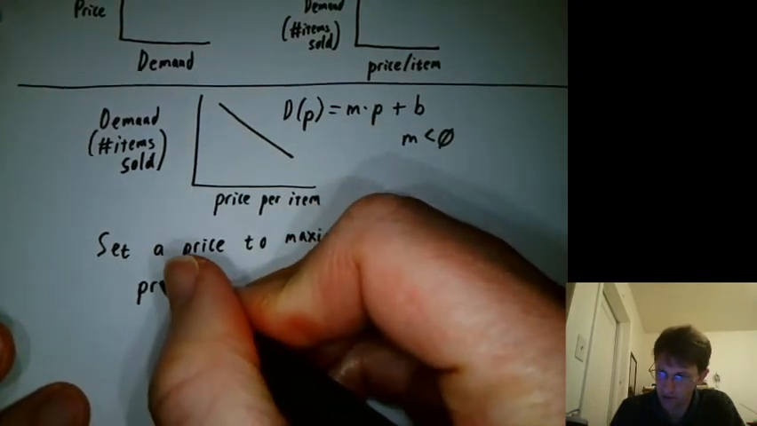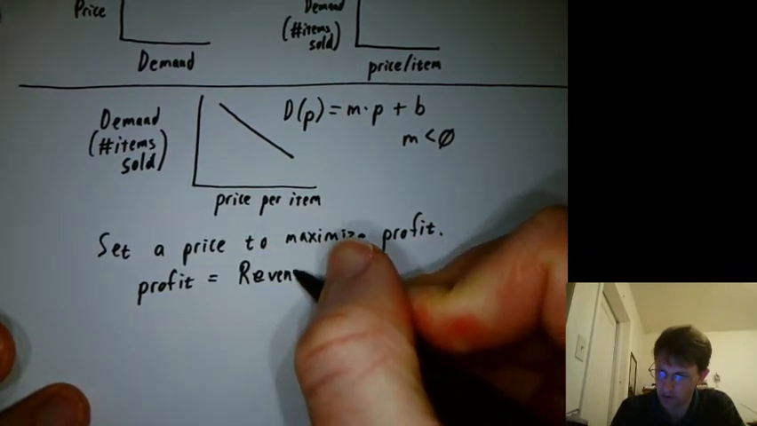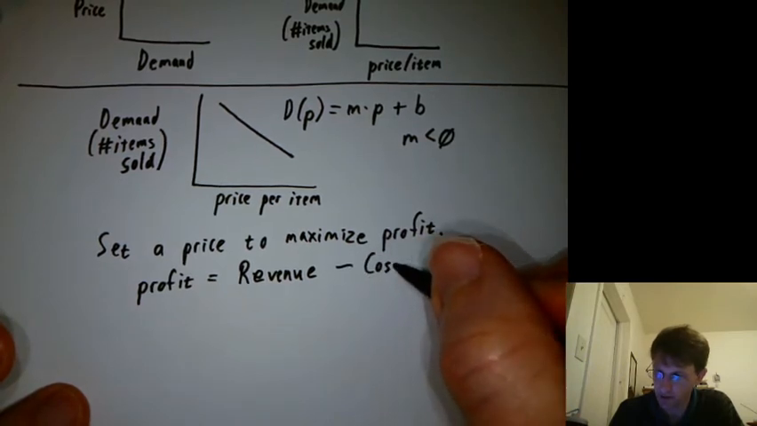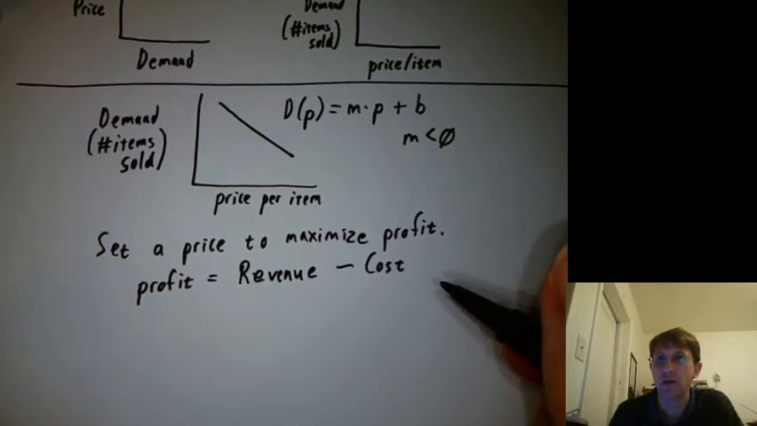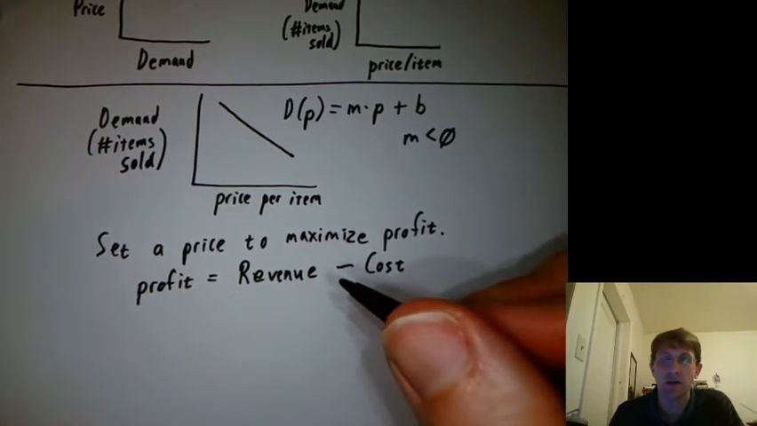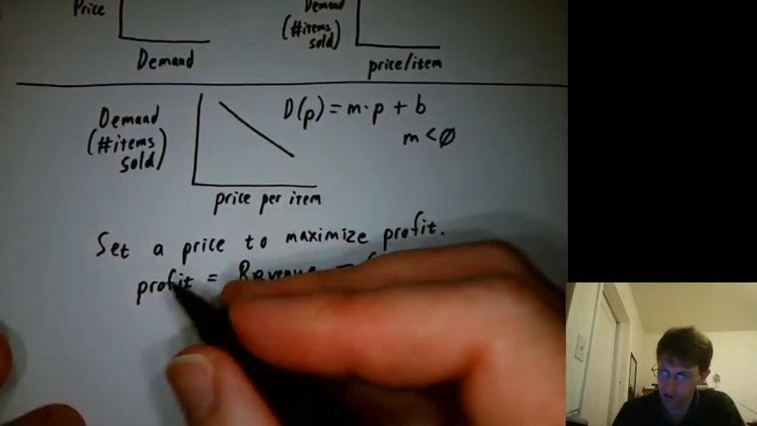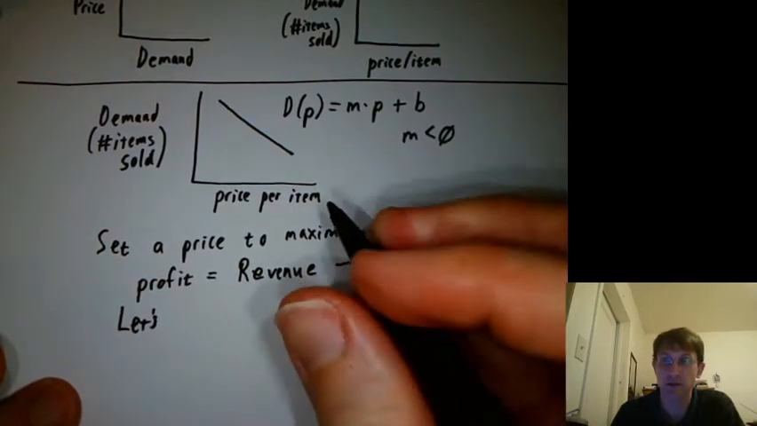And generally we'd say profit is revenue, how much money you're taking in, minus cost, how much money you're spending to make that revenue. Just to make life simple, let's ignore cost for now. Maybe you already spent the money to buy this batch of apples or whatever, and now you just have to set your price to maximize total revenue. We'll come back later to the condition where there are costs.